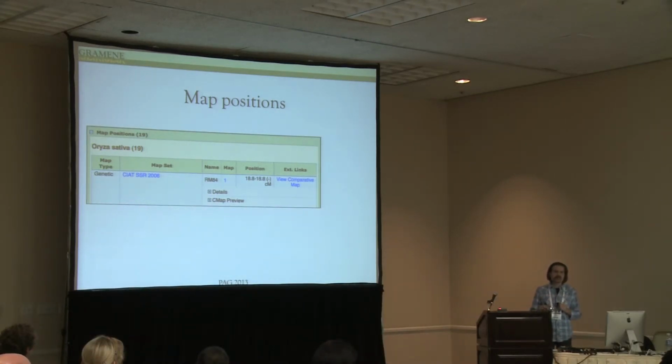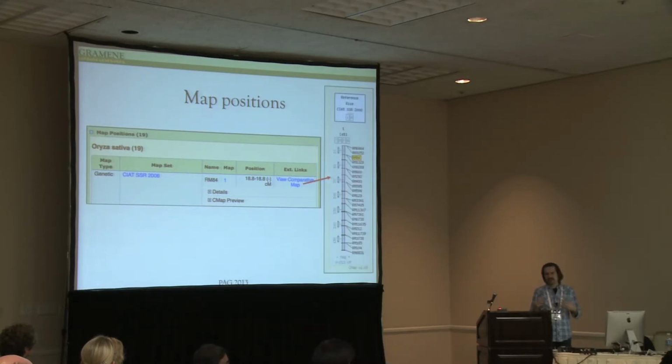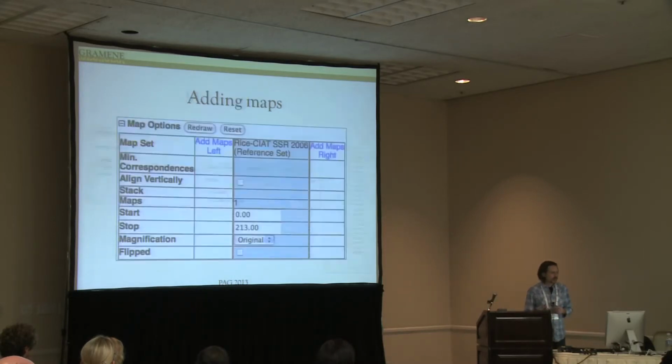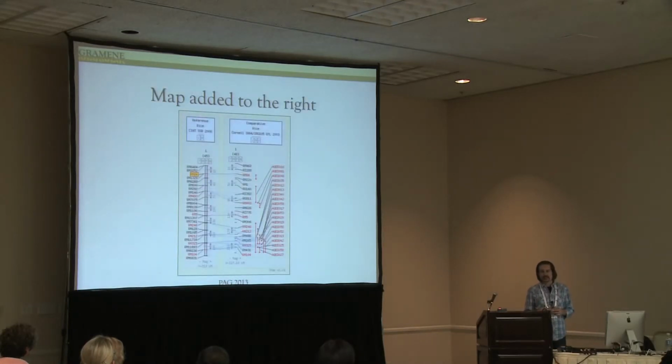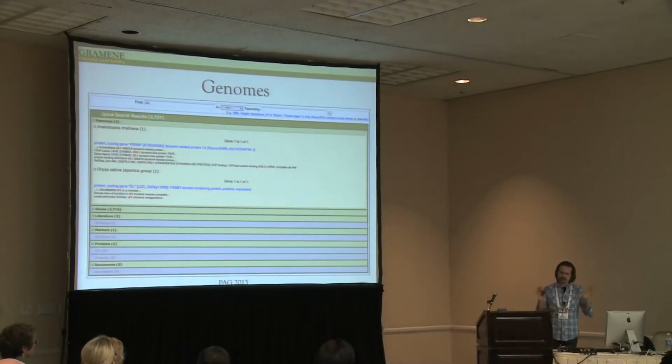We keep up with the map positions for a lot of historical genetic maps, QTL maps, and deletion maps. And you can get into the CMap view, which is still a venerable tool, I guess. It still works, and a lot of people like to see the maps. You can add maps and get to these comparative views, and that's the CMap tool that Marcella had mentioned that I developed a few years ago.